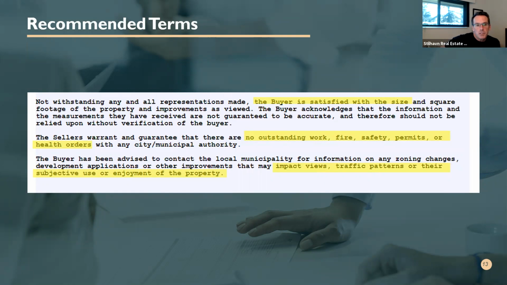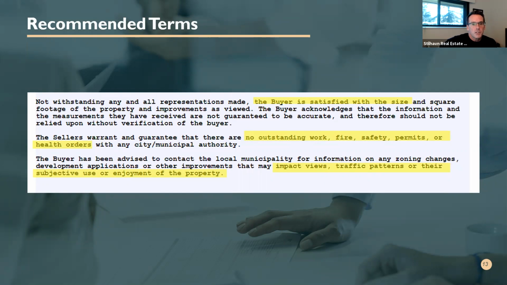Okay. I suppose you could say I could reword it for strata. I just don't want to have too many that are strata, non-strata, because this covers both. But you could put the seller's warrant and guarantee that there are no outstanding work or health orders pertaining to their strata unit with any municipal authority, if you wanted to be more specific. But then, like I said, if we start doing that with every clause that's meant to be sort of used in both situations, it's up to you. I'd say you could do it, yeah, if it was important.